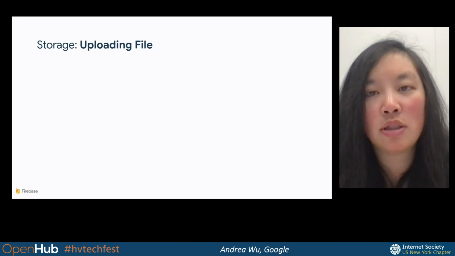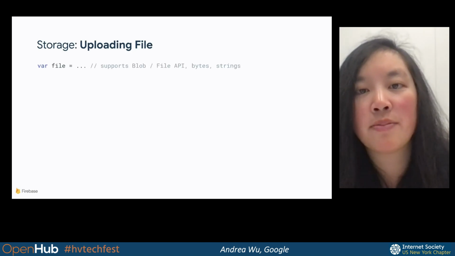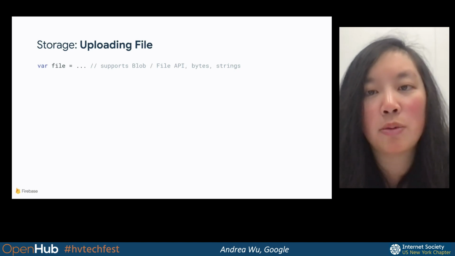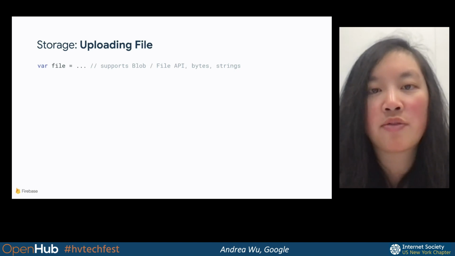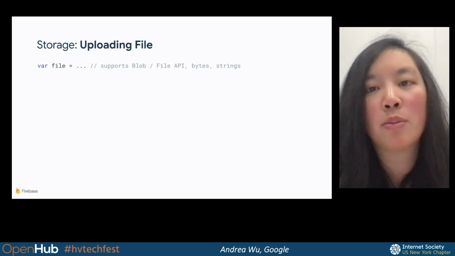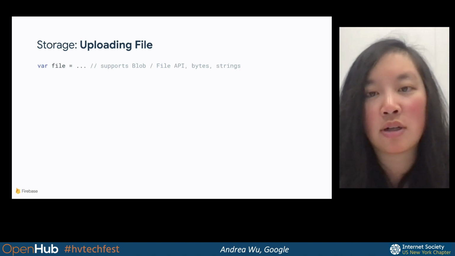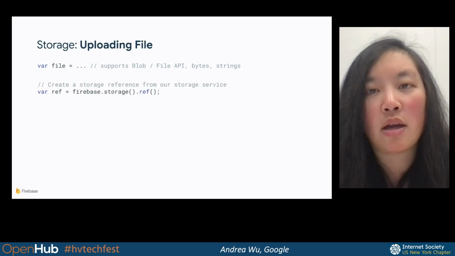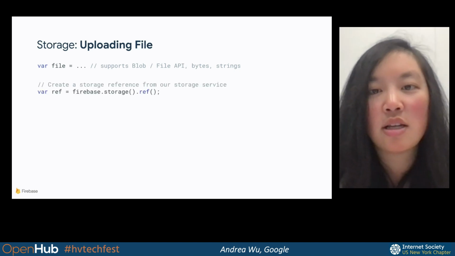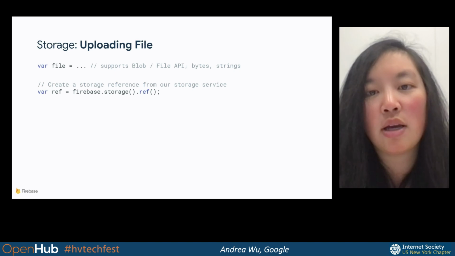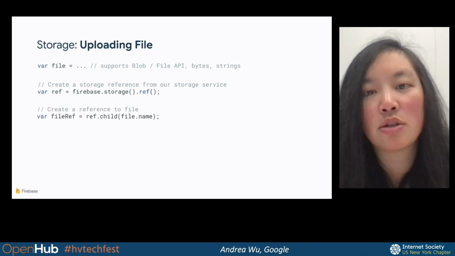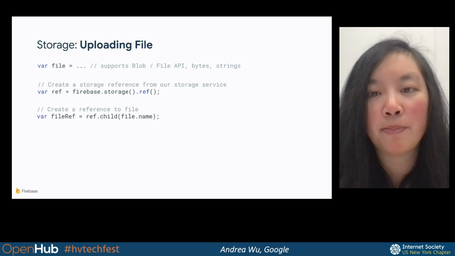So let's take a quick look at some code to upload files. So we have a file we want to upload. Firebase Storage supports files from JavaScript File and Blob APIs, bytes, strings, base64 formatted strings, base64 URLs, and data URL strings. And this shows where we're going to store it. So let's grab our storage bucket and we'll create a root reference. And from there, we can create a child reference to the full path of the file with the file name.